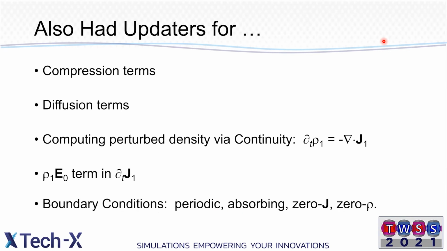We also had updaters for compression terms and diffusion terms. I have to use rho 1, and so I have to update the perturbed density using the continuity equation. And then that rho 1 E1 goes in the force equation for J1. And then we are working with several different boundary conditions: periodic boundaries, matched absorbing layer type boundaries, 0 J and 0 rho type boundaries. All the boundary condition stuff is still kind of actively being researched at the moment.